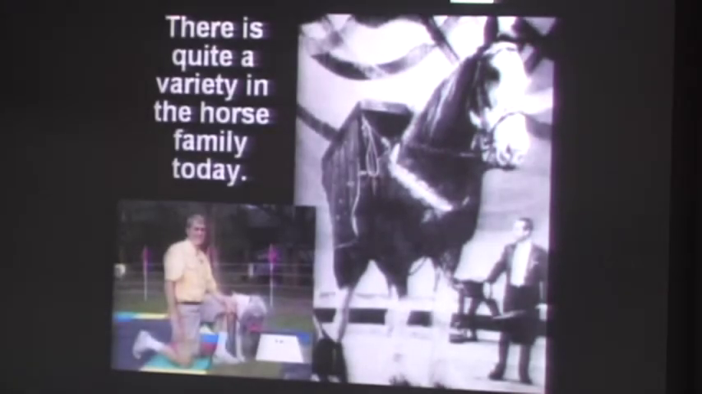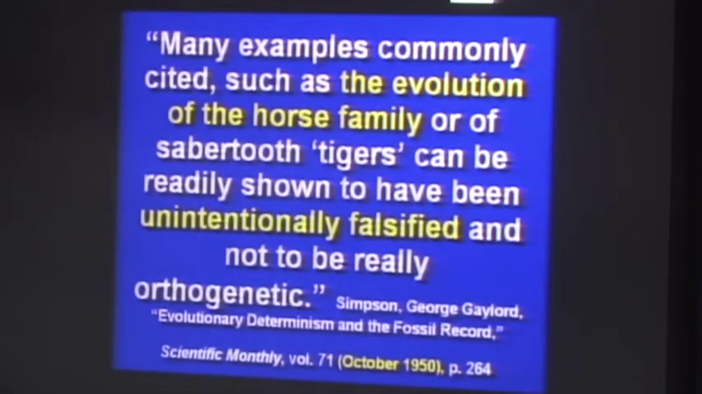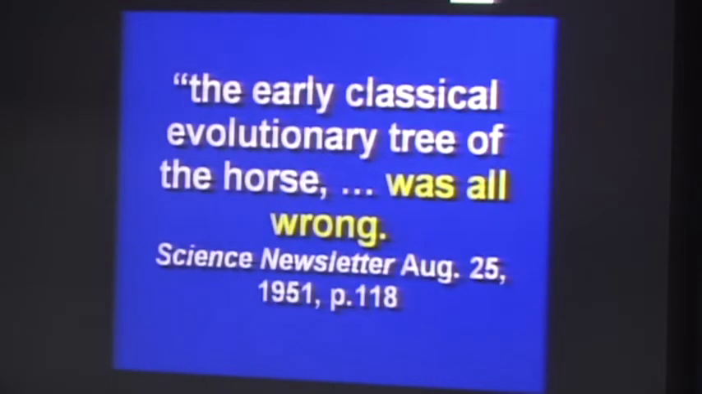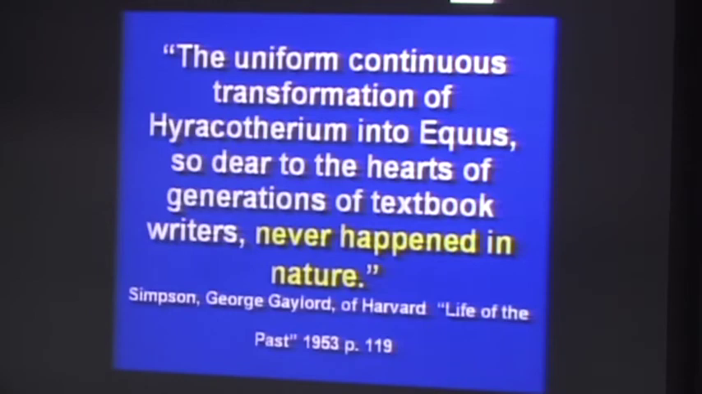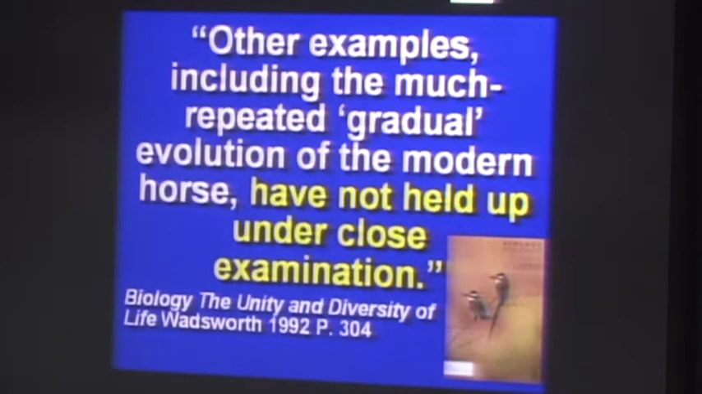But back in 1950, G.G. Simpson, a famous evolutionist, said, "This horse evolution was unintentionally falsified. It's not true. The evolution of the horse was all wrong. It never happened in nature. Horse evolution has not held up under close examination." The whole idea was made up by Othniel Marsh back in 1874. He picked animals from all over the world and put them in order the way he wanted it to happen. He never found them in that order, okay?